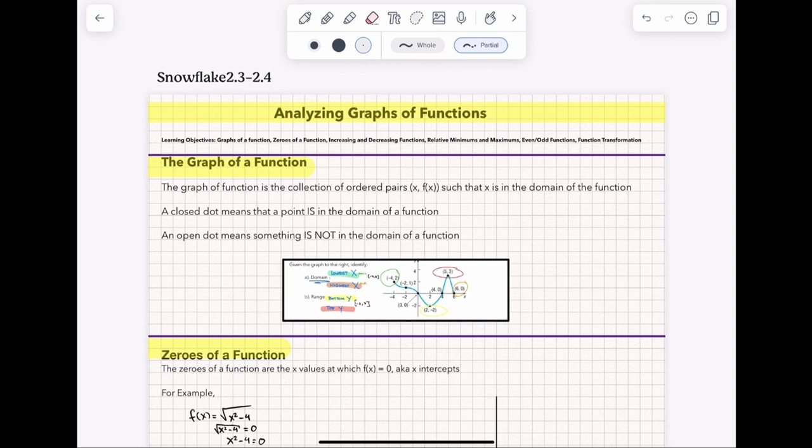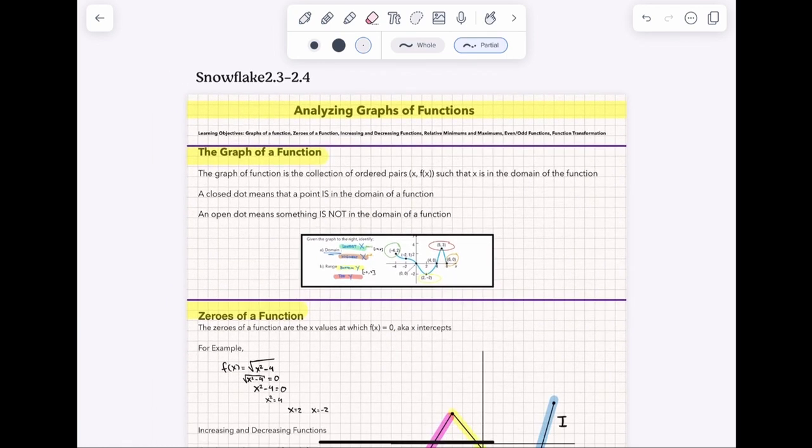In today's lesson, we will be analyzing graphs of functions, determining relative minimums and maximums, looking at a library of functions, and graphing piecewise functions. The graph of a function is a collection of ordered pairs (x, f(x)) such that x is in the domain and y is the range of the function.